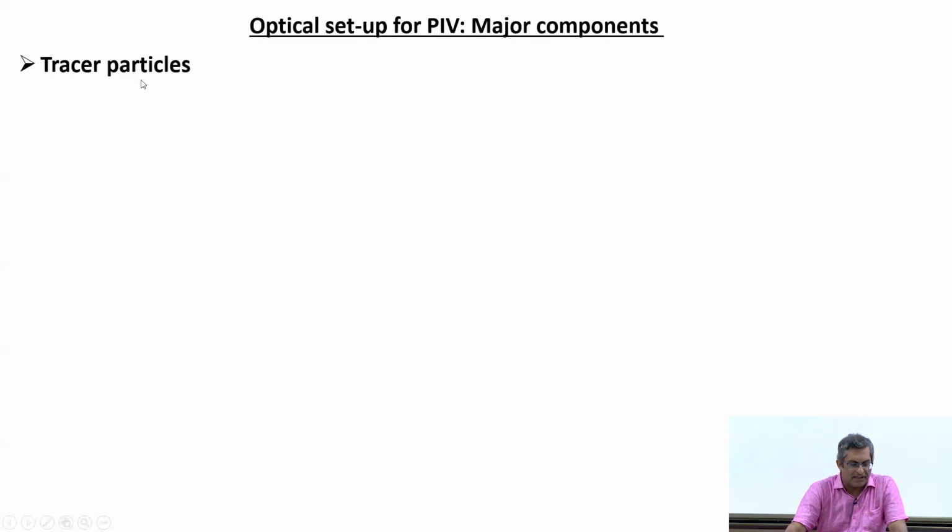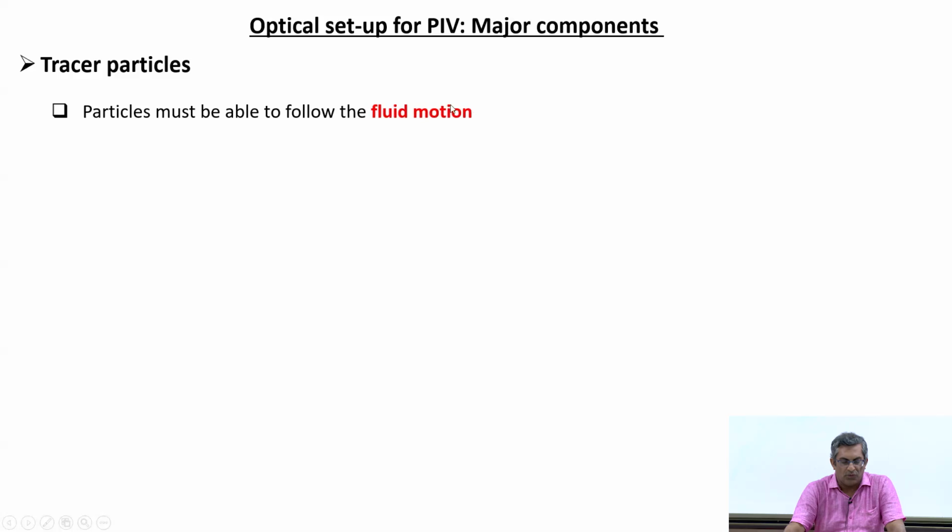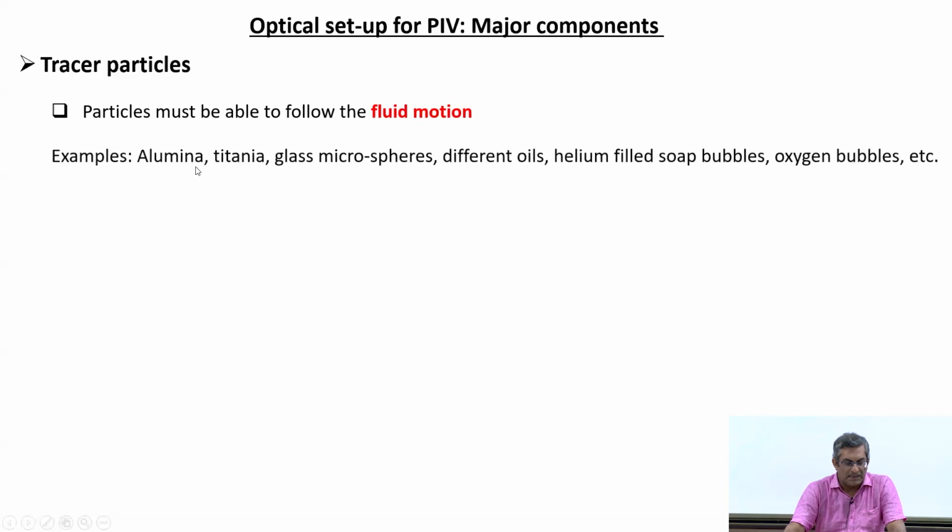First thing is the tracer particles. As in the case of LDV, in this case also the tracer particles must be able to follow the fluid motion. So, this typically includes alumina or glass microspheres. We can also use different oils. We can atomize the oils, or produce a mist of oils, and introduce that to the flow. And other types are also used.